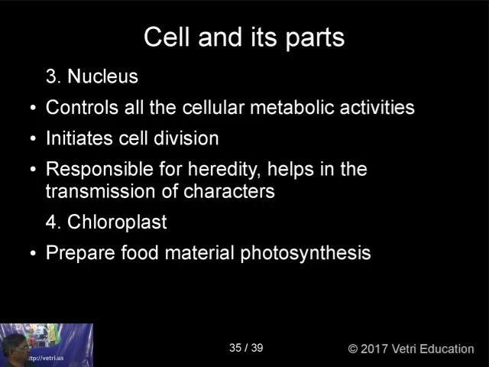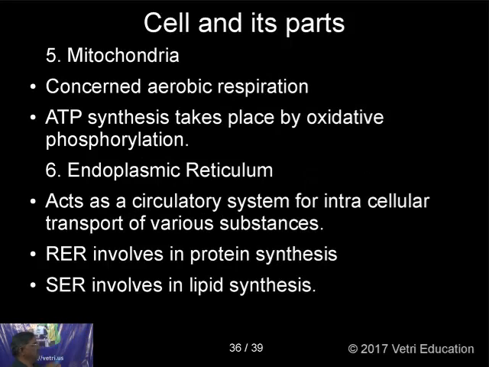Next, nucleus. It controls all the cellular metabolic activities, initiates cell division, is responsible for heredity, and helps in transmission of characters. Number 4, chloroplast. They prepare food material by the photosynthesis process. Next, mitochondria, concerned with aerobic respiration. ATP synthesis takes place by oxidative phosphorylation. It stores ATP, so this is the energy cell of the cell.